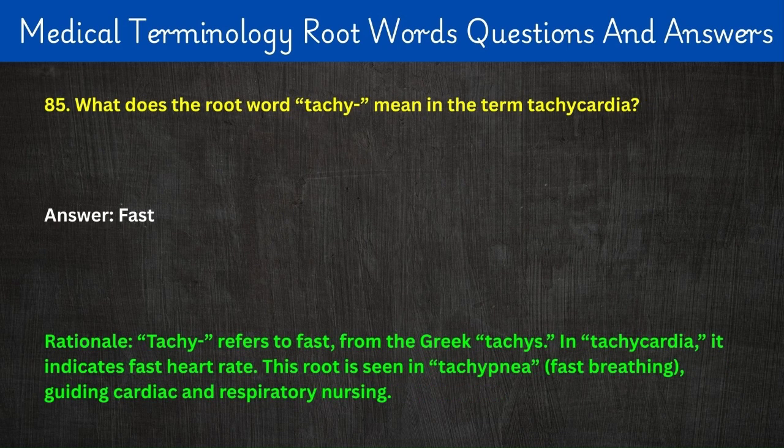85. What does the root word tachy mean in the term tachycardia? Answer: fast. Rationale: Tachy refers to fast, from the Greek tachys. In tachycardia, it indicates fast heart rate. This root is seen in tachypnea, fast breathing, guiding cardiac and respiratory nursing.